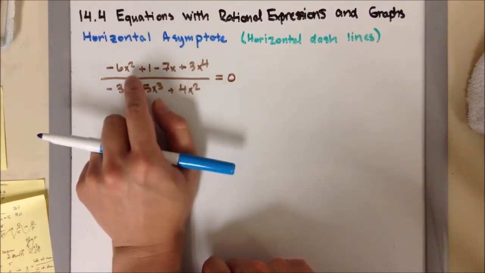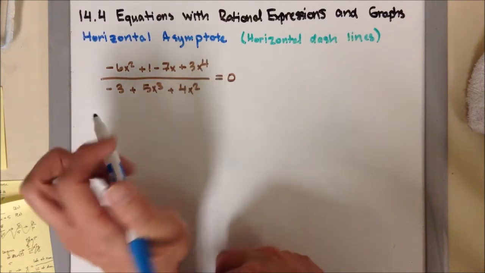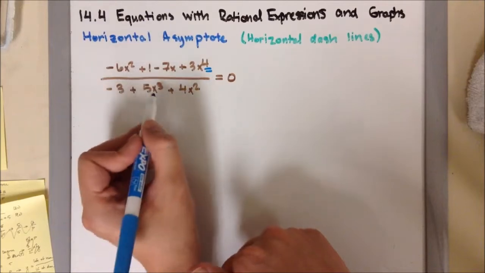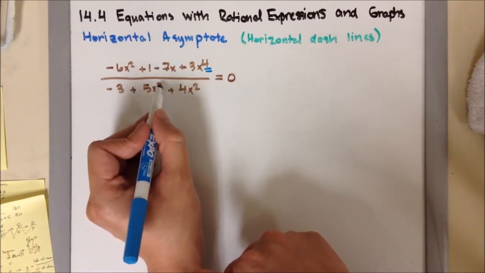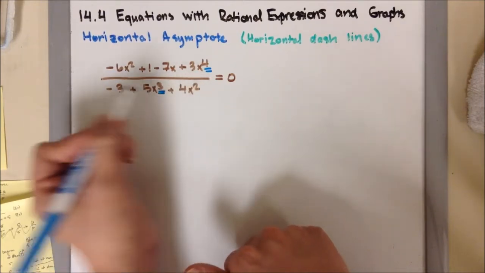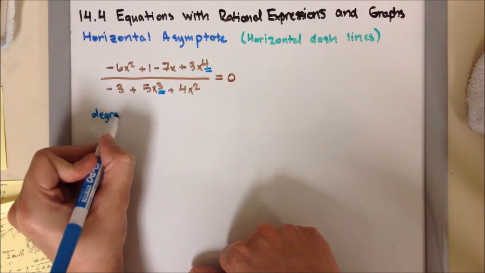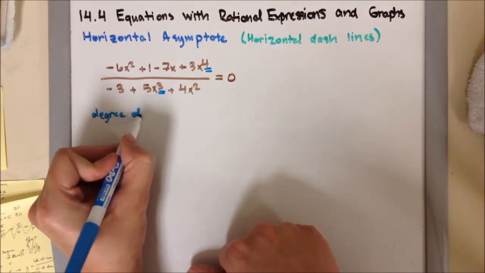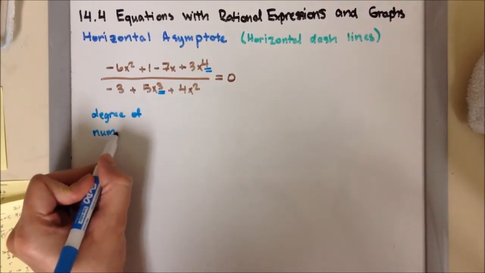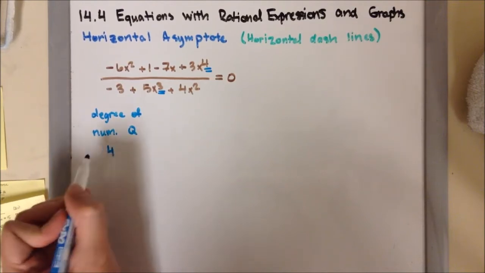So in my numerator, I have x squared, I have x to the 1 power, and I have x to the 4th. Between them three, 4 is the highest. Then in my denominator, I only have 2, x to the 3rd and x squared. So to the 3rd power is the highest in the denominator. So degree of numerator, which is Q, it's going to be 4.